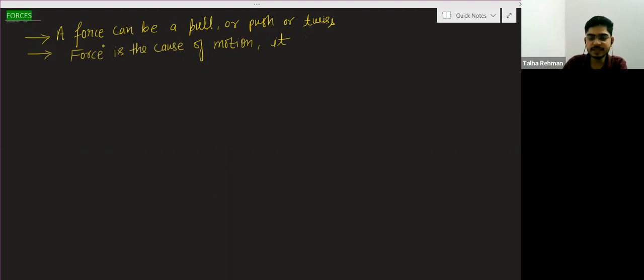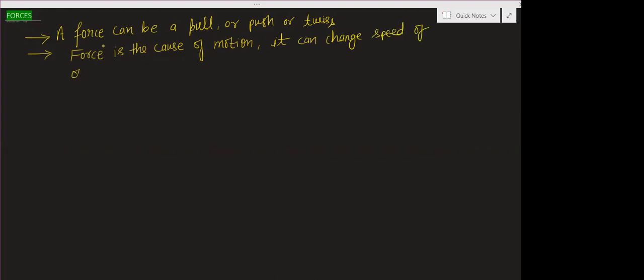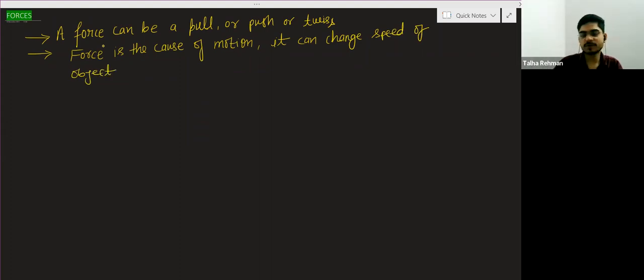It can change the speed of an object. For example, someone is throwing a bottle towards my hand like this. Initially, there will be some velocity. Finally, if I catch this, the velocity becomes zero, or the speed of this bottle becomes zero.